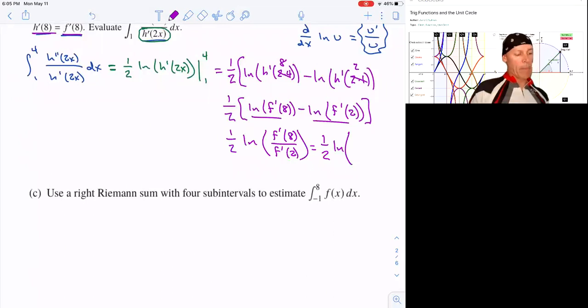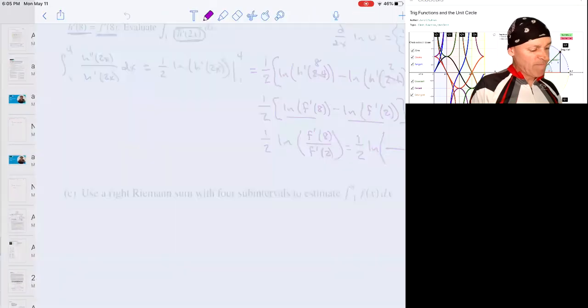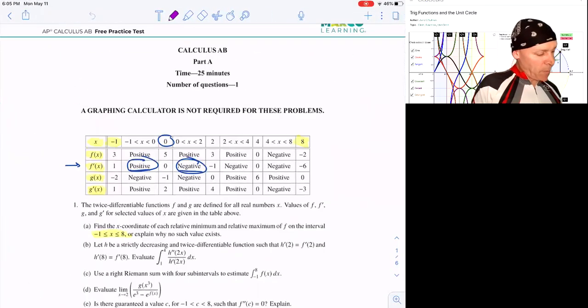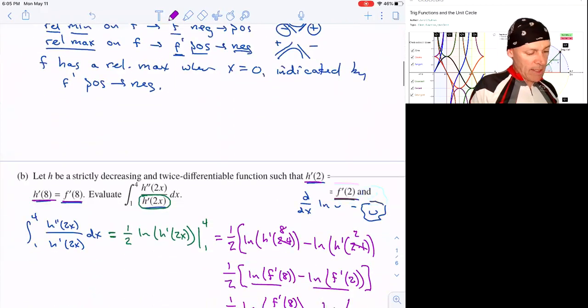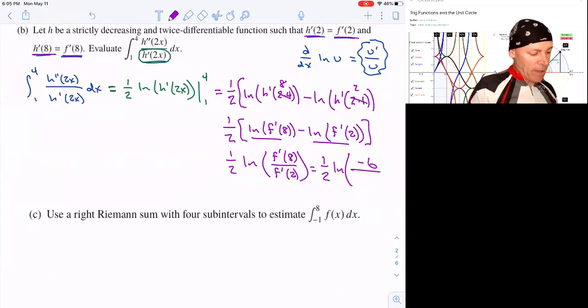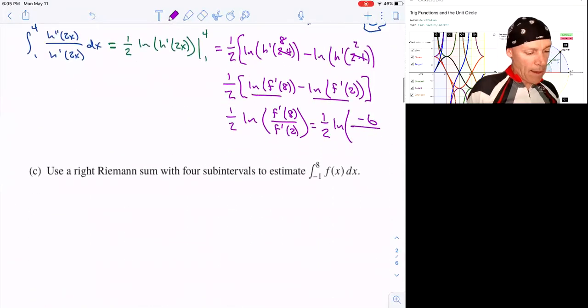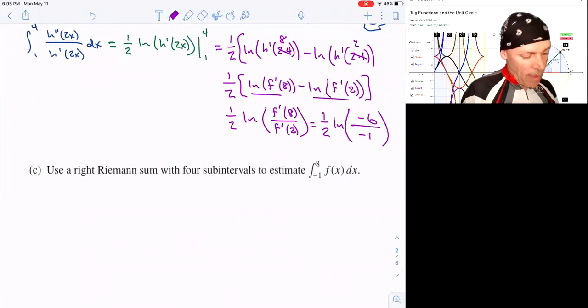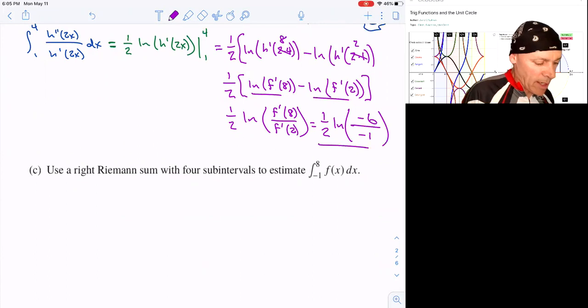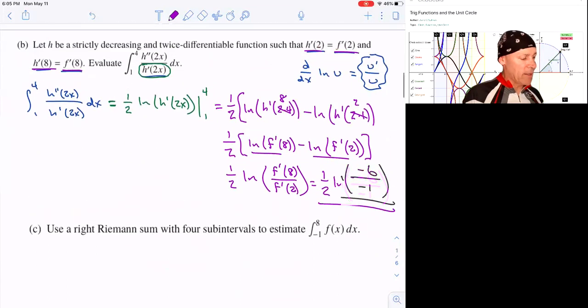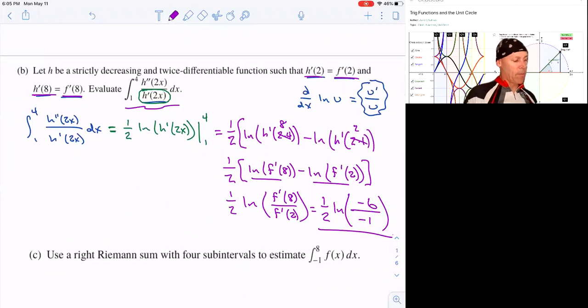Now here's where I want to go up to my table and find f prime of 8 and f prime of 2. f prime of 8 is -6, and f prime of 2 is -1. That's a numeric answer. I'm going to just stop right there. That is my value of that definite integral.